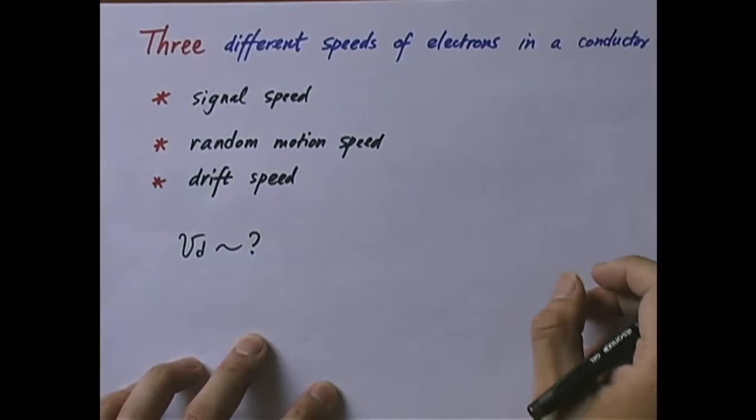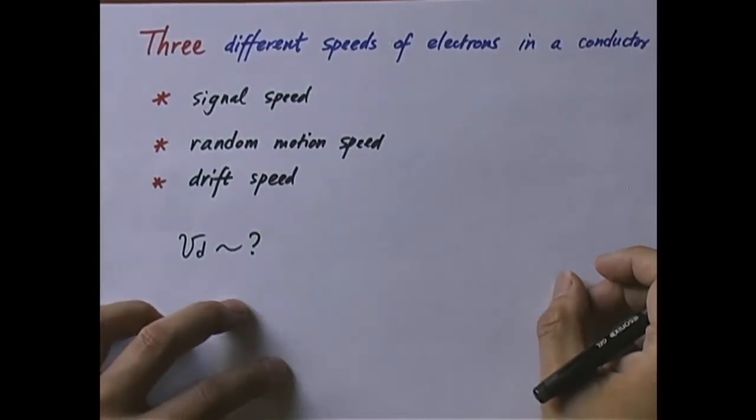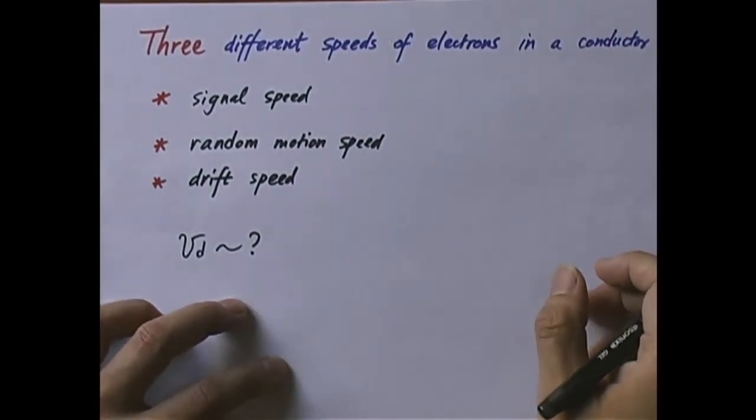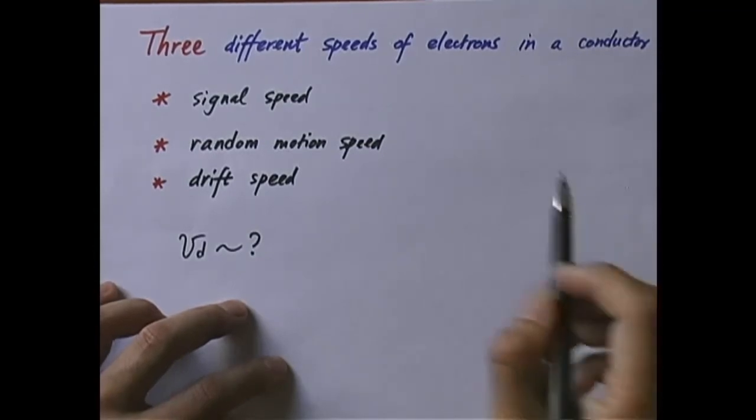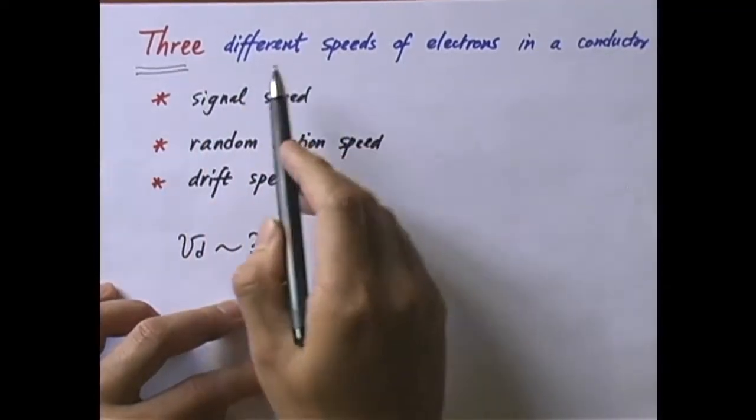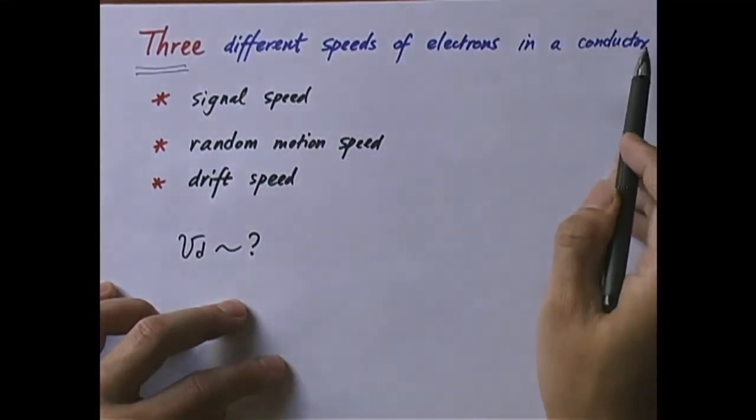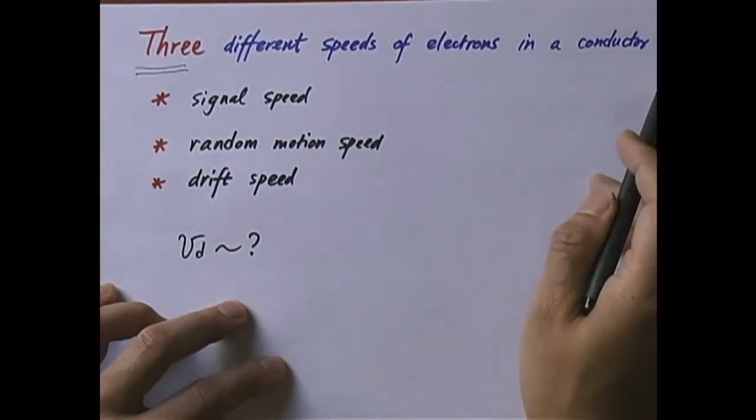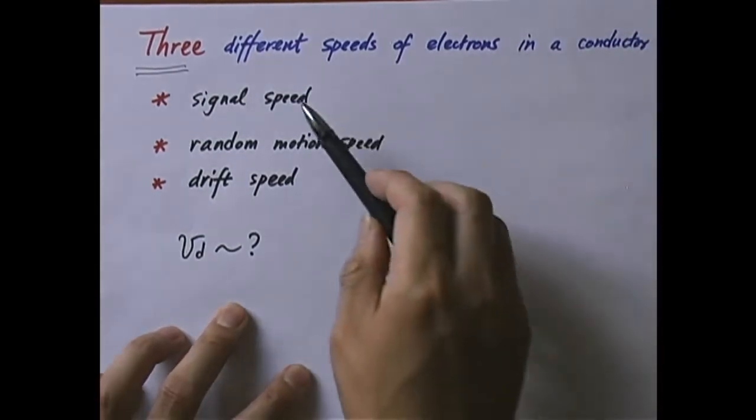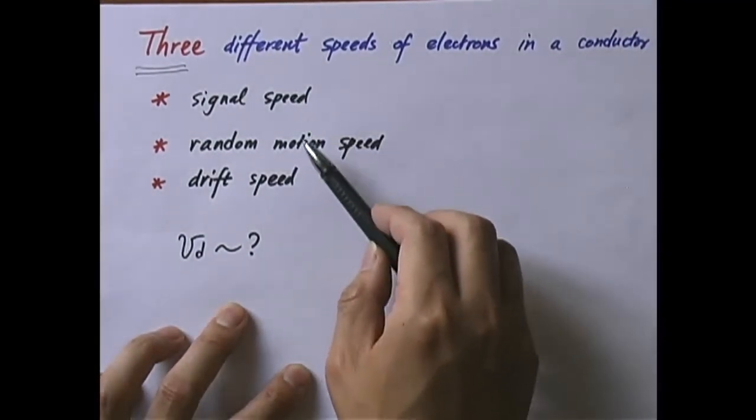Before we attempt to calculate or estimate Vd, let us first make sure we understand the concepts. It turns out there are three different speeds of electrons or any charged particles in a conductor when it comes to forming electrical current. One is called the signal speed. And what is that?